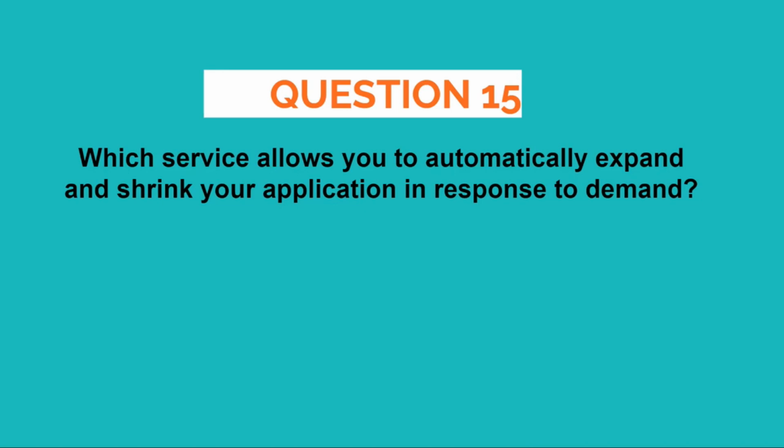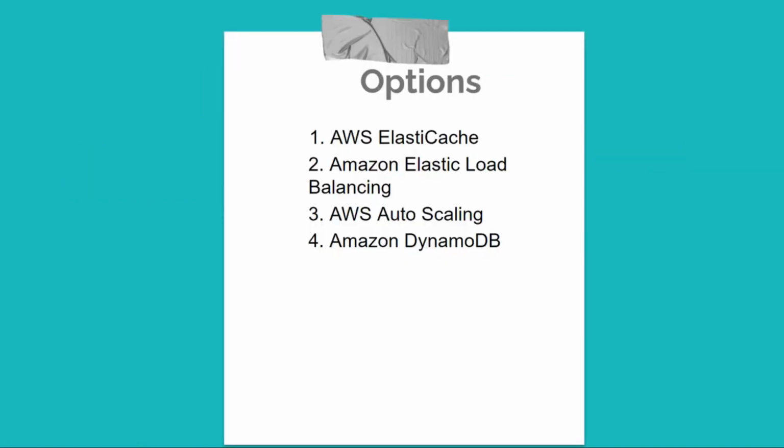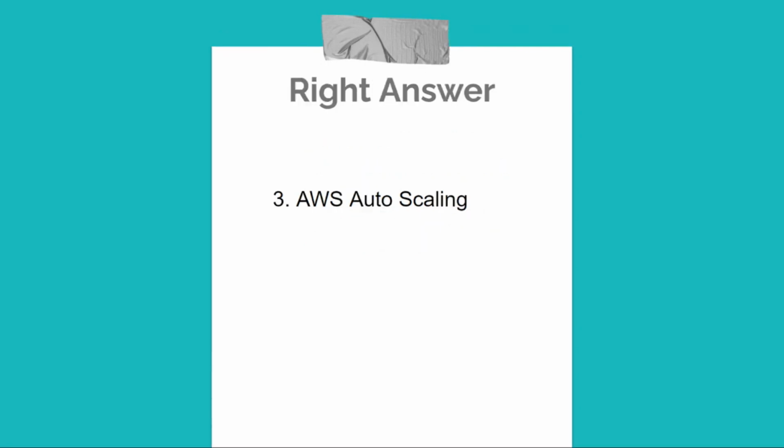Question. Which service allows you to automatically expand and shrink your application in response to demand? Option 1. AWS Elasticache. 2. Amazon Elastic Load Balancing. 3. AWS Auto Scaling. 4. Amazon DynamoDB. Right answer is 3. AWS Auto Scaling.